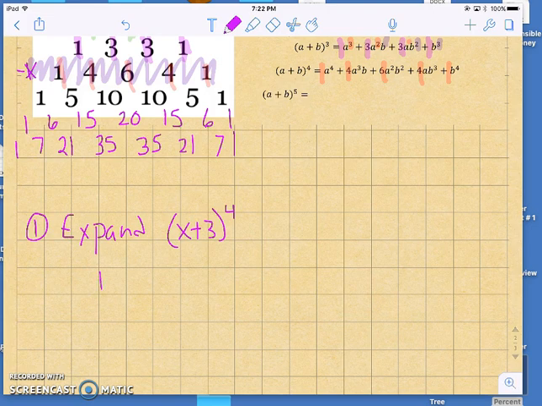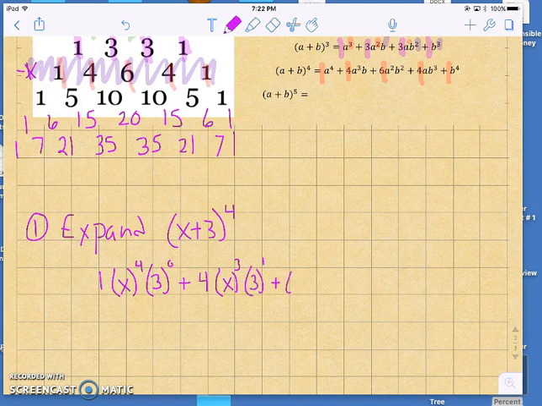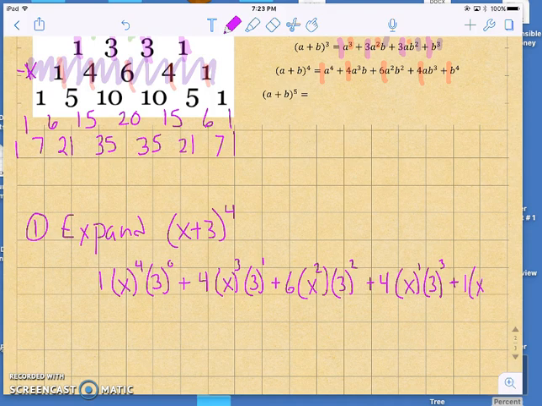So we're going to start with the 1. Then we have our x term to the highest power, that second one to the lowest, to the 0. Plus our next term, so we have 4, then we'd have x to the 3rd, 3 to the 1st. Plus 6, x squared, times 3 to the 2nd, plus 4 times x to the 1st, 3 to the 3rd, plus 1, x to the 0, 3 to the 4th.